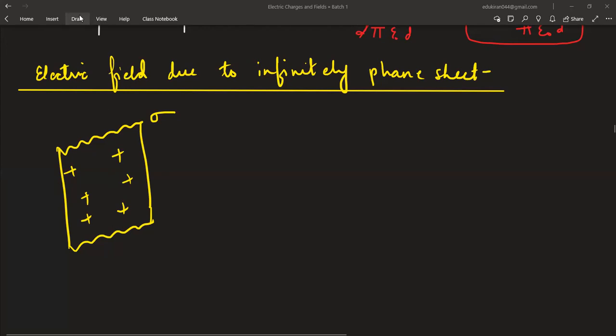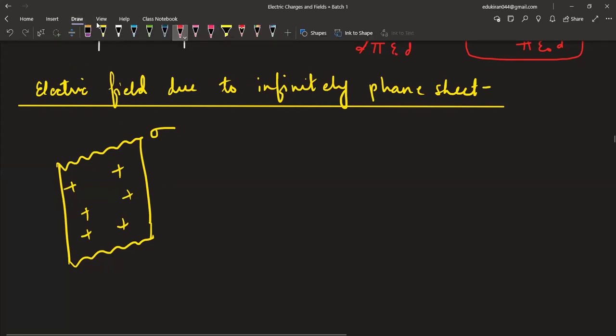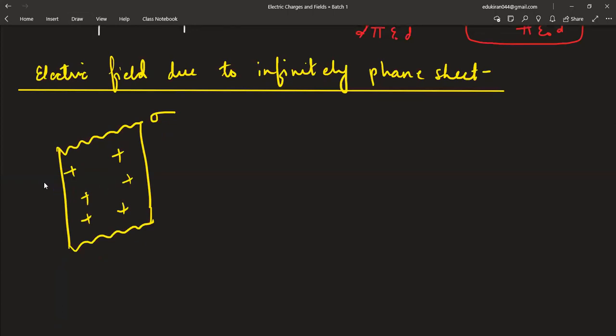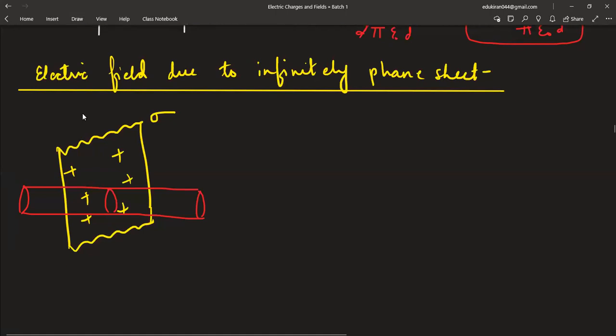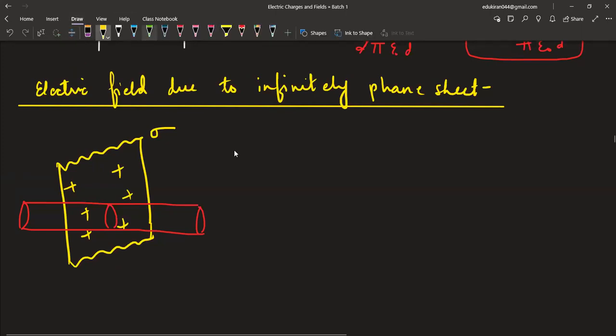Now for the Gaussian surface, we'll take a cylinder that will be crossing the sheet, with a circular portion here, passing through. That will help us get the surface area. Again it's a cylinder, but there will be a difference this time. Suppose the electric field we are considering is on this side due to the sheet, or on both sides also.